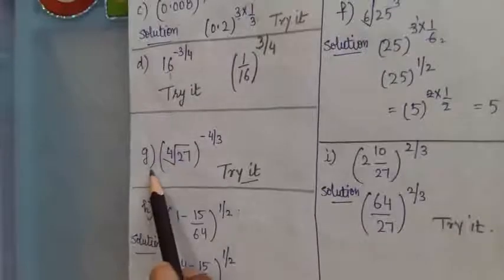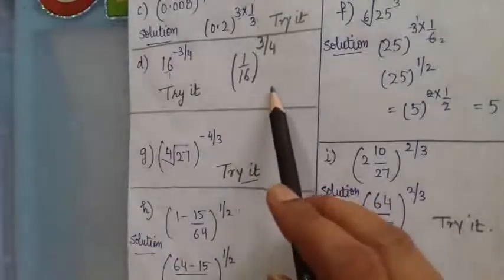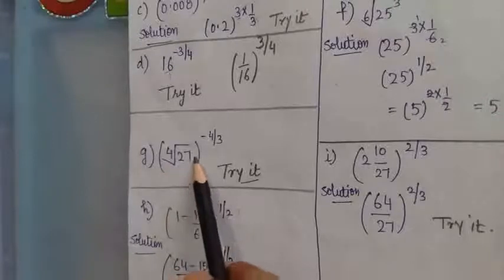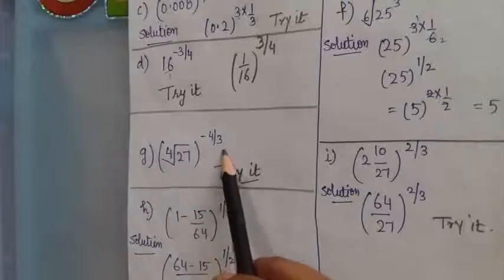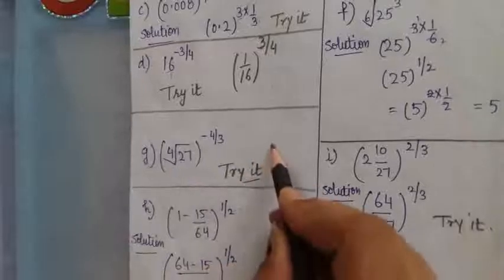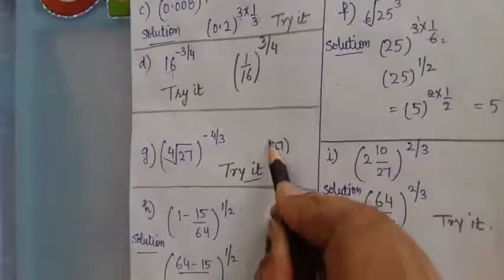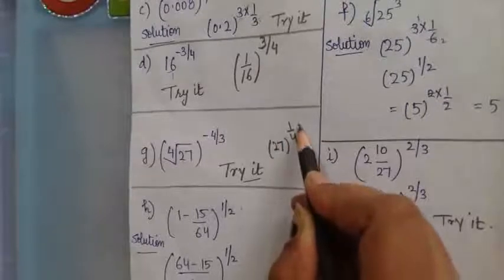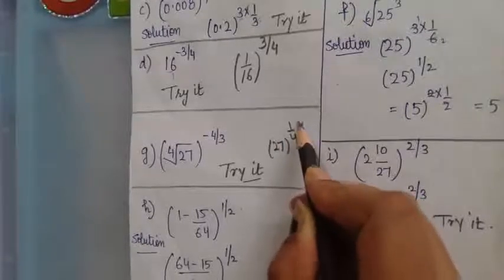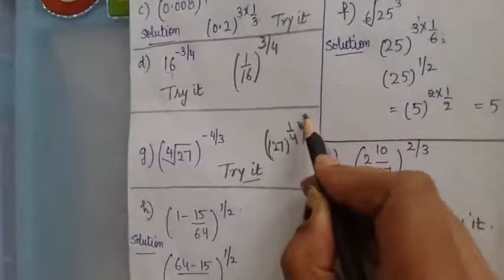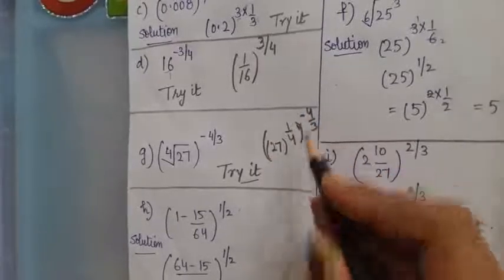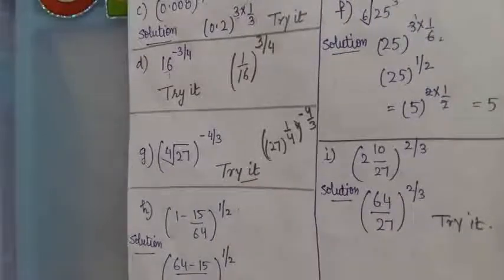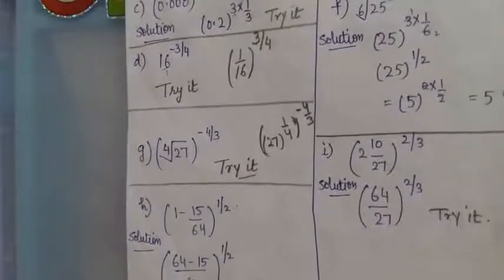Now G part, this is your homework. Okay. So G part, fourth root of 27 raised to minus 4/3. So your first step is to write 27 to the power 1/4, multiplied. You can write it in this form. So the first step is to take the reciprocal. Afterwards solve the calculation. Is that clear?